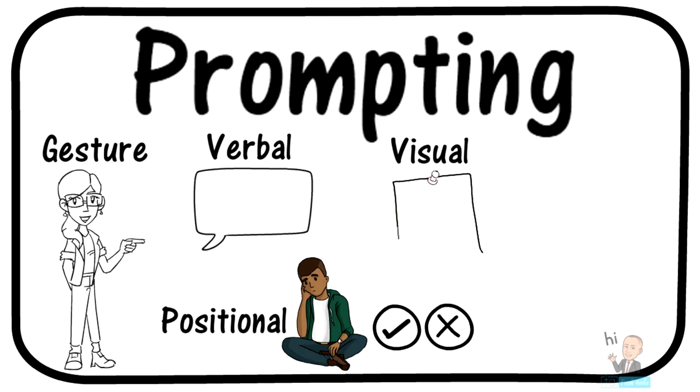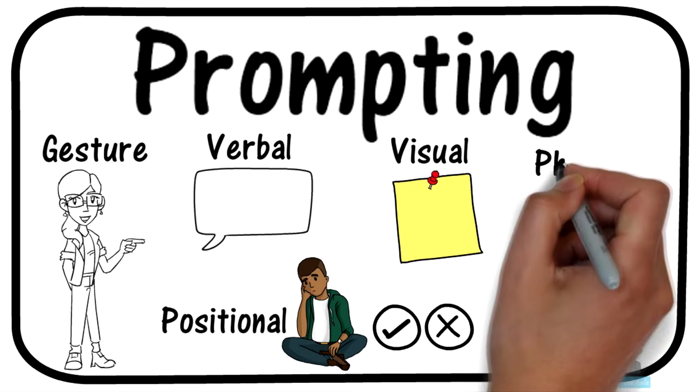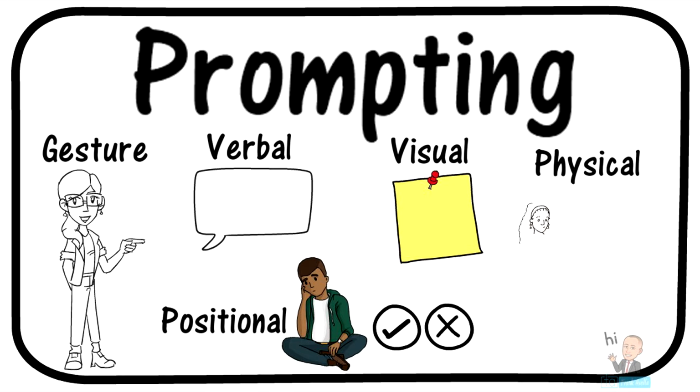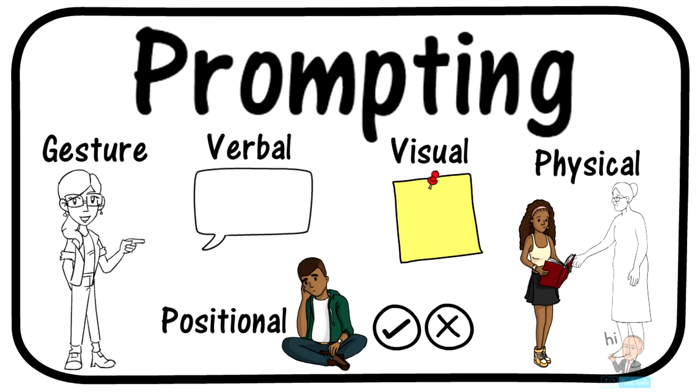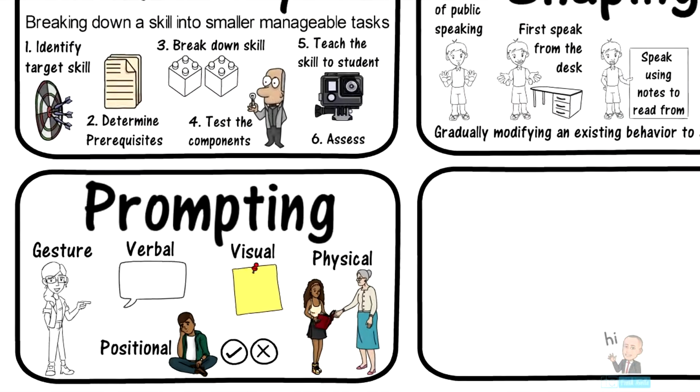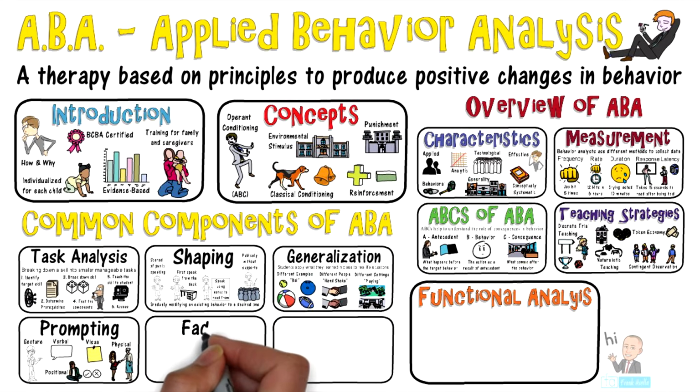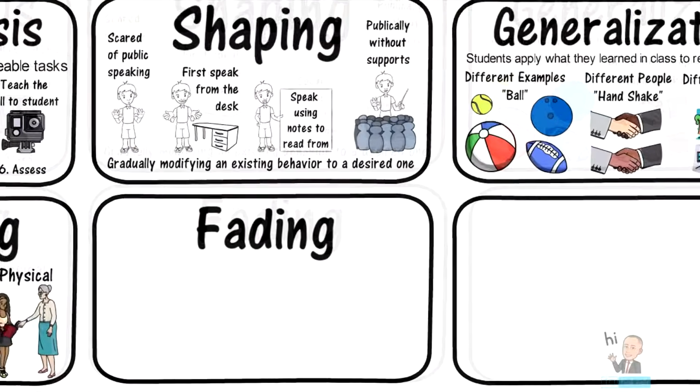A teacher can leave a small post-it on a desk. Lastly discussed is the physical prompt, which should be used gently and when you have a strong relationship. One way is hand-over-hand writing to get the student started. We have now made it on to fading.